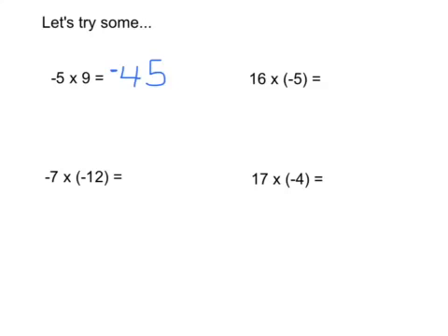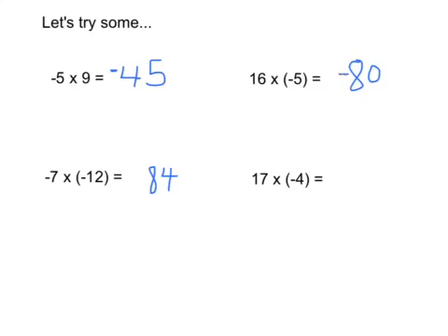Let's do negative 7 times negative 12. Well, 7 times 12 is 84. Since it's a negative times a negative, that means our signs are the same. Our answer stays positive. 16 times 5, that's 80. I've got a positive times a negative, so my signs are different, therefore my answer is negative.